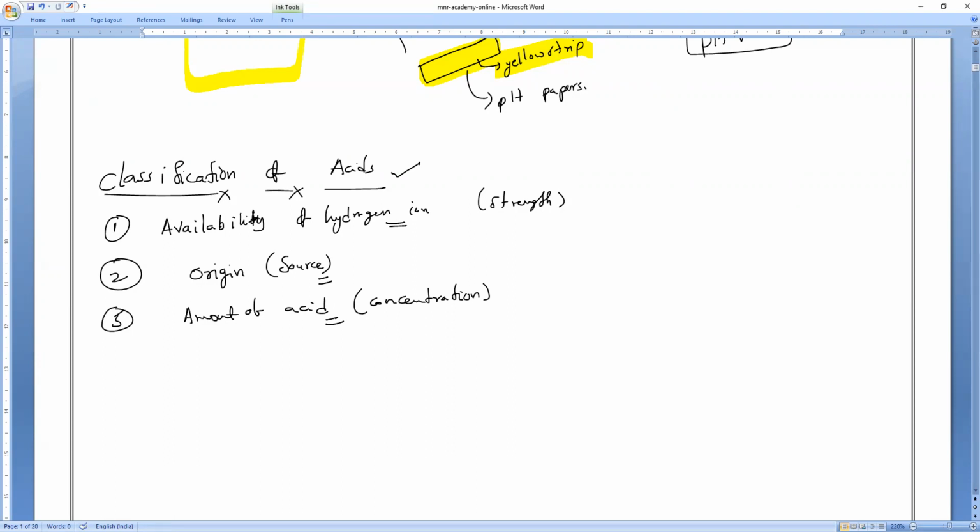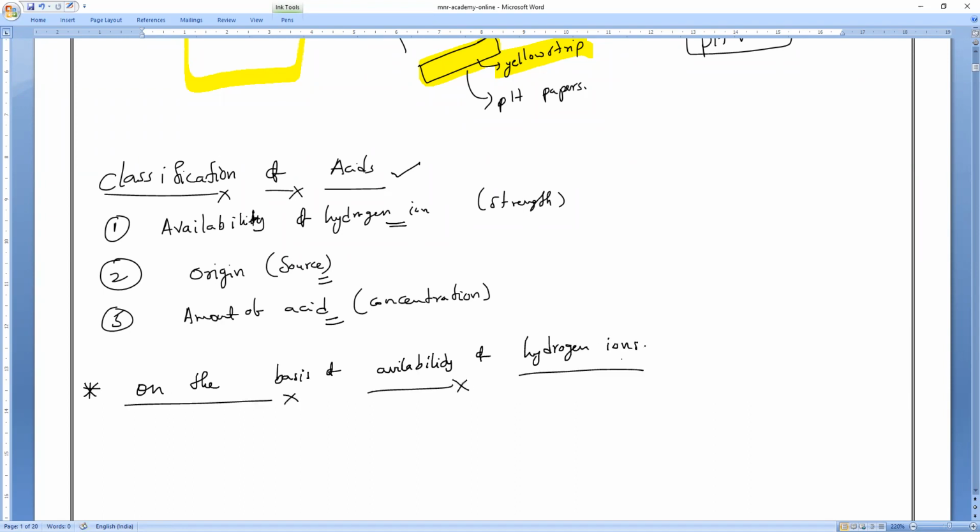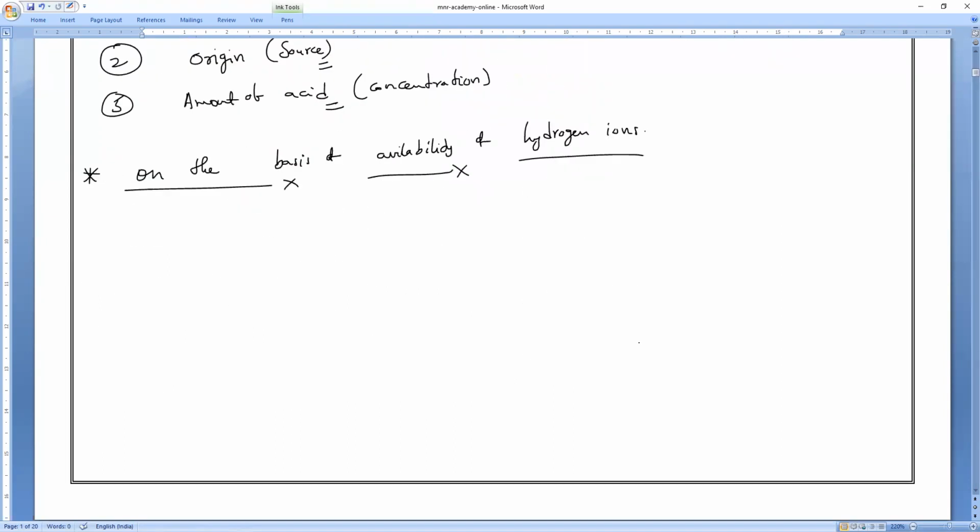So now let us discuss the first one. The first one is on the basis of availability of hydrogen ions. So all of you remember, on the basis of availability of hydrogen ions, acids may be classified into 2 types. What is that, anybody?